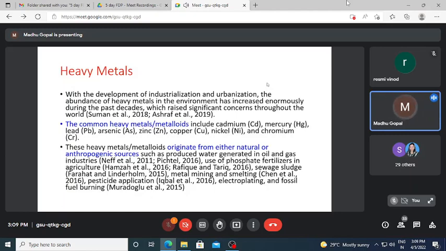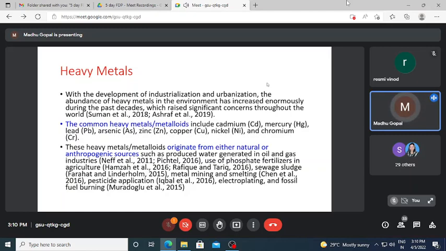There are various anthropogenic sources, for example, oil and gas industries, which generate residues containing these heavy metals. Then use of phosphate fertilizers in agriculture. Phosphate fertilizers are manufactured using rock phosphate, the major raw material, which is a naturally occurring material. So along with the rock phosphates, heavy metals like cadmium, mercury, zinc, nickel, etc. may be present, and they may end up in soil. When we apply that fertilizer in the soil, it will supply these heavy metals also to the soil. Then sewage sludge, metal mining and smelting, pesticide application, then electroplating industry.